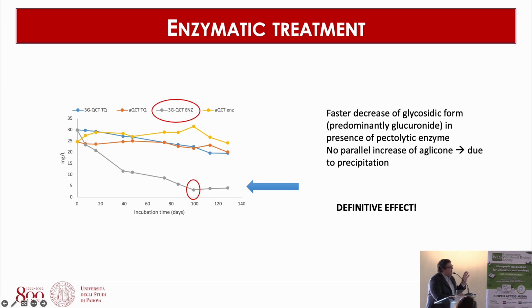So the quercetin aglycone is in equilibrium with this wine. So we can say that this is a definitive effect. It's really definitive because we know the winemaker wants to be sure. So what is the minimum quantity, the maximum quantity of quercetin I can have in my wine, and I can be sure.